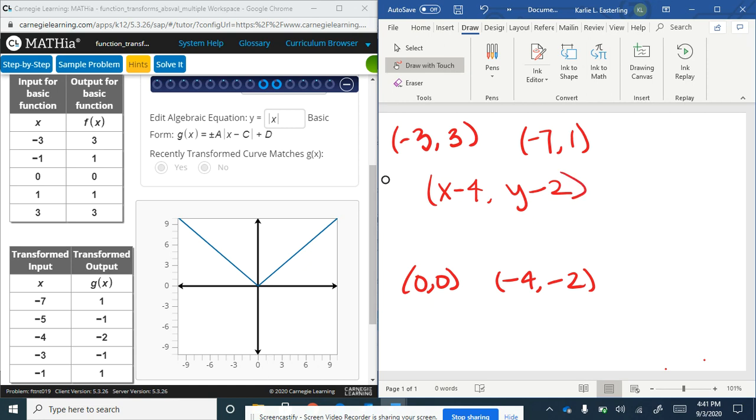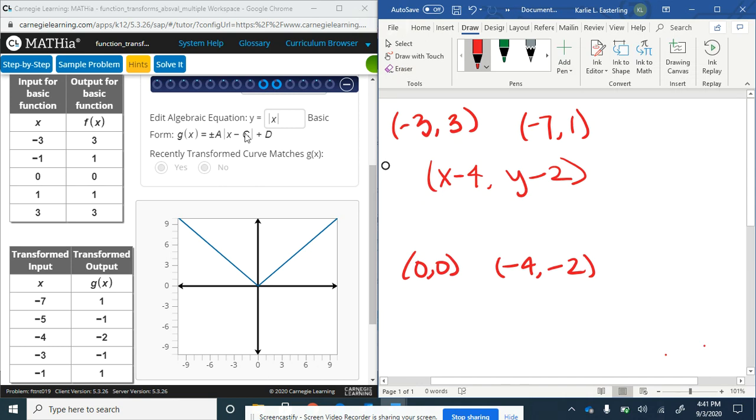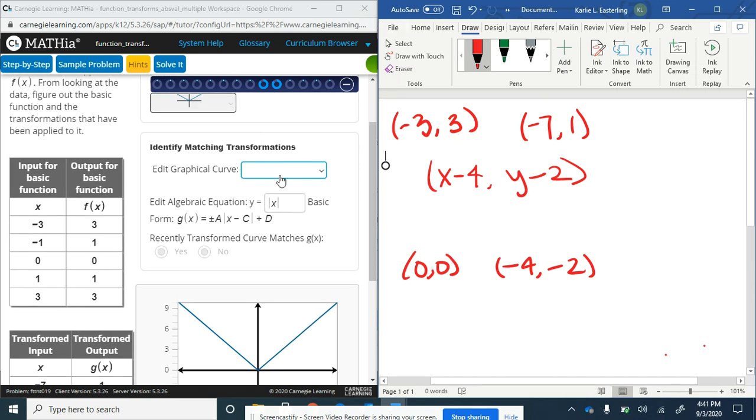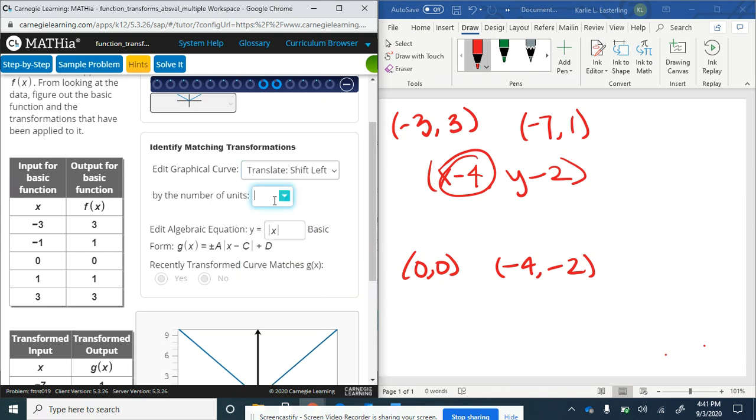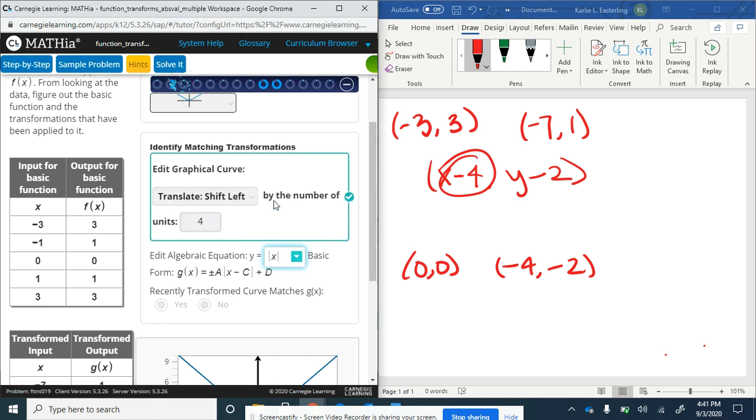So whenever we go back over here to our MATHia, it's asking us to edit the graphical curve. Whenever I look at that -4 in here, I know that that means that our graph is going to shift left by 4 units. And I'm going to hit enter to double check that I'm right there, and I was. And then down here is the form.